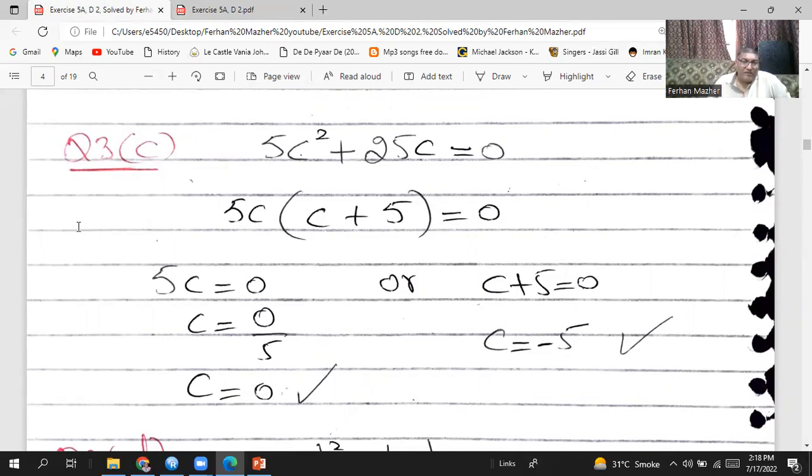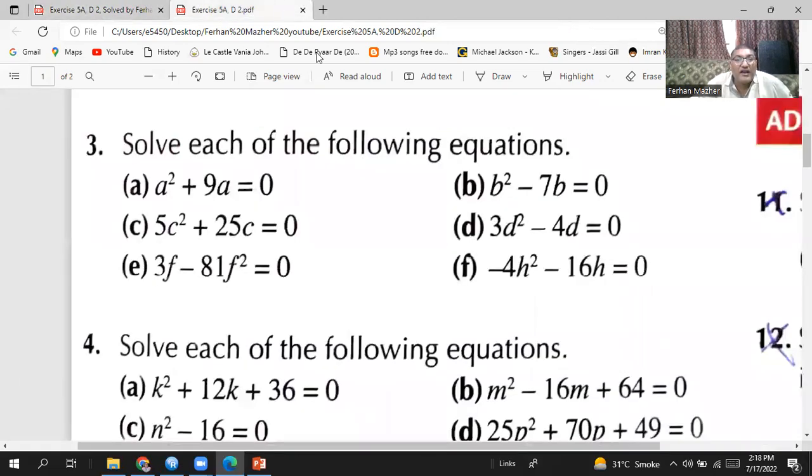5c equals 0. c will be equal to 0 divided by 5, and that will be 0. c equals 0. That's one solution. The other solution will be c plus 5 is equal to 0, so c will be equal to minus 5. This is how you will do question number 3, C part. Question number 3 is D part.